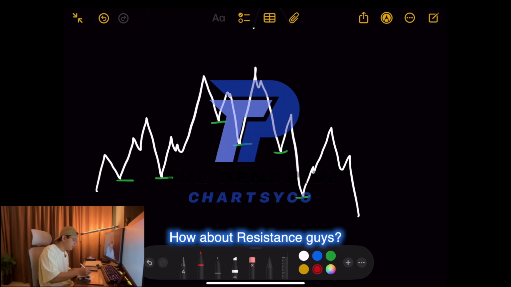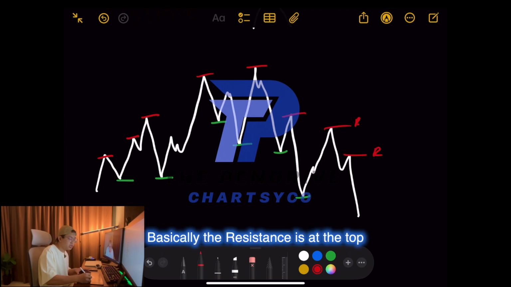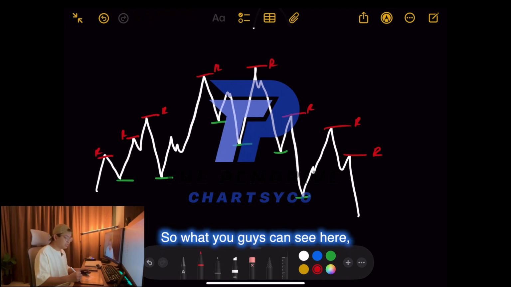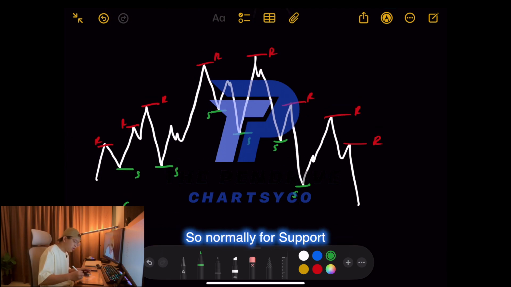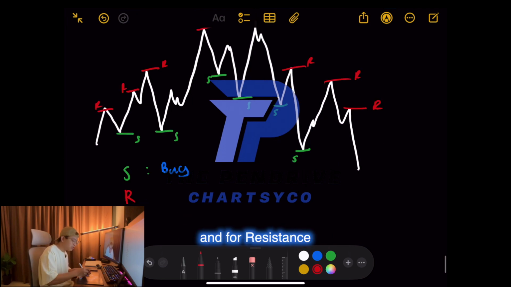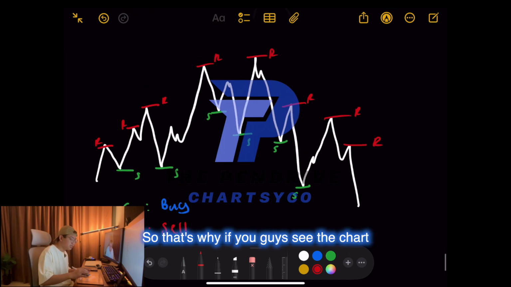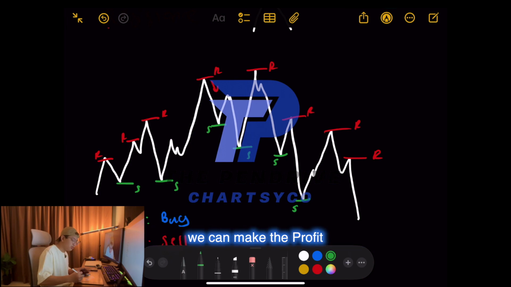Okay, how about resistance, guys? Same, this can be the resistance, this can be the resistance. So this is the support and resistance. Basically, the resistance is at the top and the support is at the bottom. So what you guys can see here is when we talk about the market, what are people use for support? So normally for support, we look for buy. And for resistance, we look for sell. So that's why if you guys see the chart, this is at the resistance, we push the sell, we can make the profit. If we buy at the support, we make another profit.